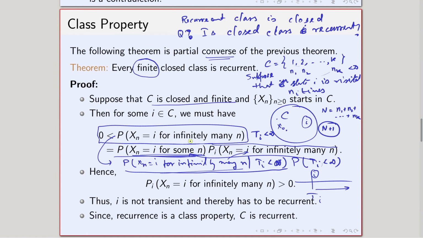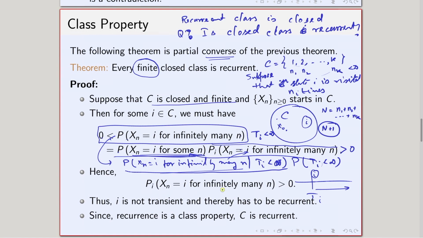So finally I have that 0 is strictly less than this probability, which is the same as the product of two probabilities. This product of two probabilities is strictly greater than 0 because of this, so both probabilities have to be strictly greater than 0. That means specifically the second part has to be strictly greater than 0.